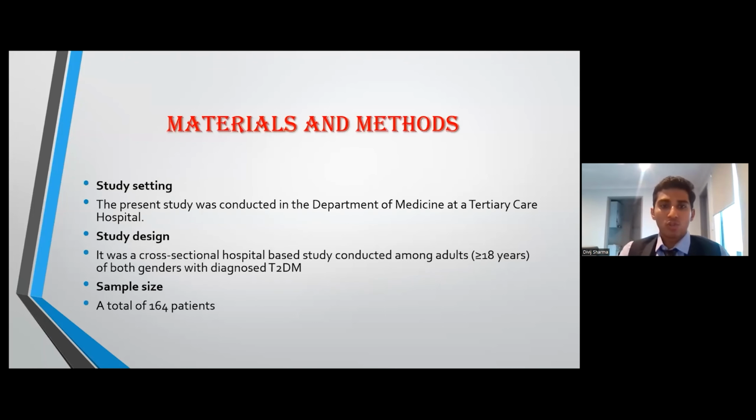The methodology used: the study was conducted in the Department of Medicine, inpatient and outpatient both, at a tertiary care hospital. It was a cross-sectional hospital-based study where every patient above 18 years diagnosed with type 2 diabetes mellitus and who consented was included in the study. A sample size of about 164 patients was recruited.